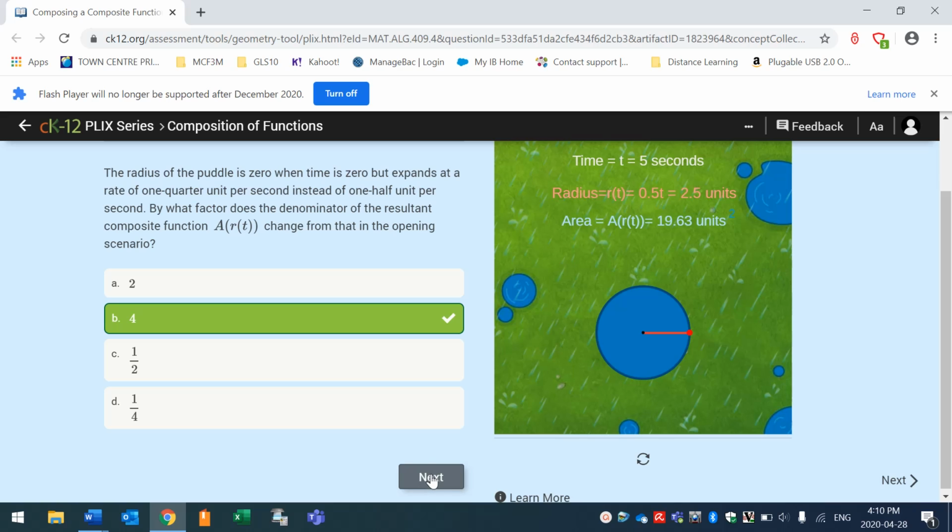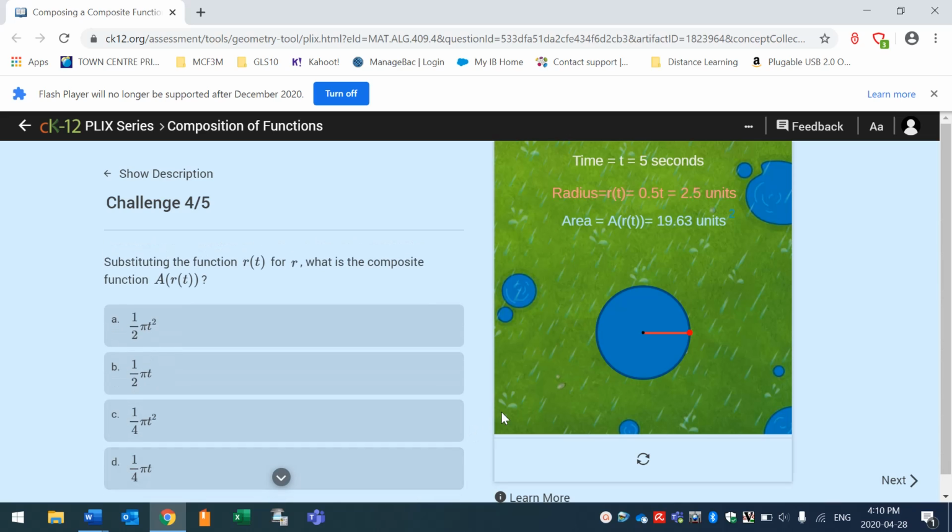All right, that was a little bit challenging. Well, appropriate since it's called a challenge. Let's see what the next one is.